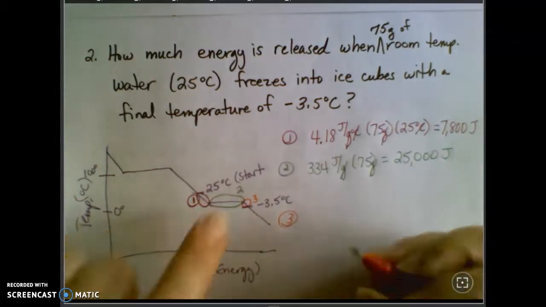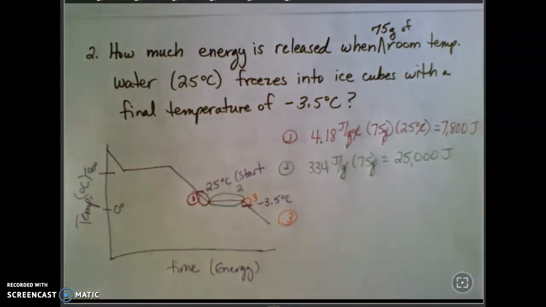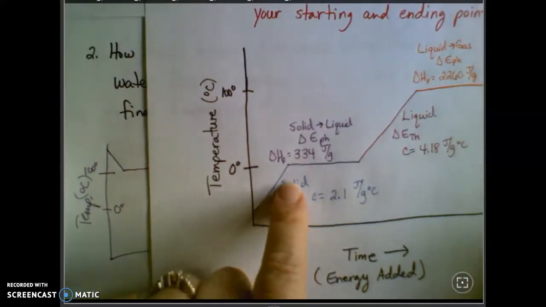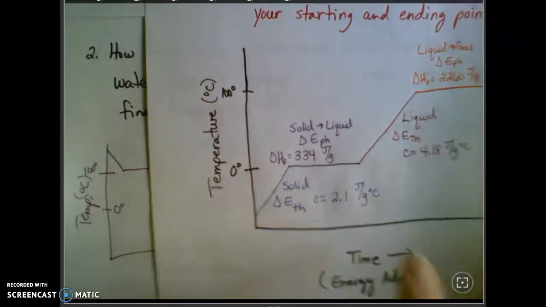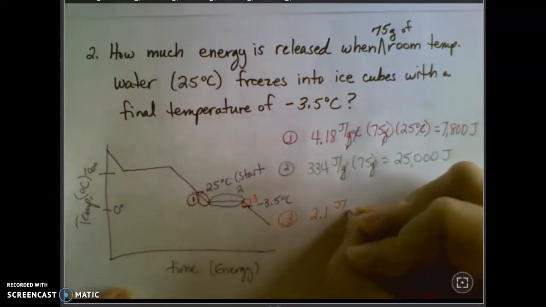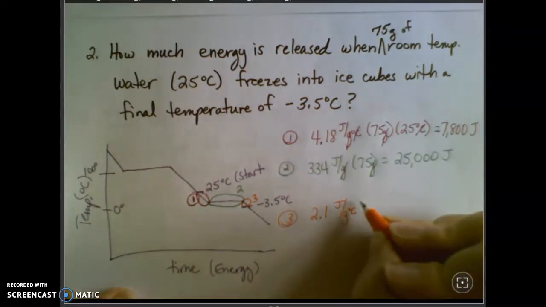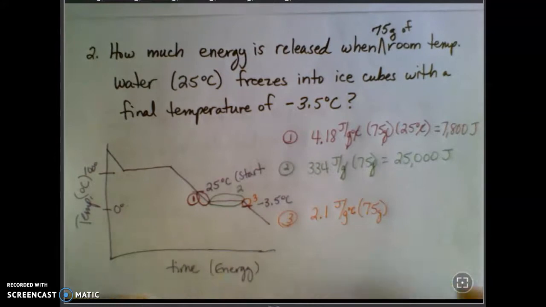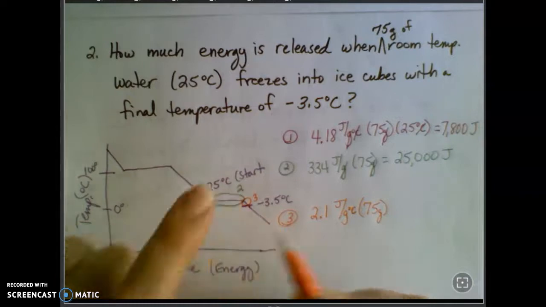I'm at 0 here, and I'm going to drop down a little more to negative 3.5 degrees. So I'm coming back to my curve here. When it's a solid changing temperature, the constant that I'm using is 2.1 joules for every gram in degrees Celsius. Again, this time I've got mass and a temperature change. So I'm going to multiply that by my 75 grams.